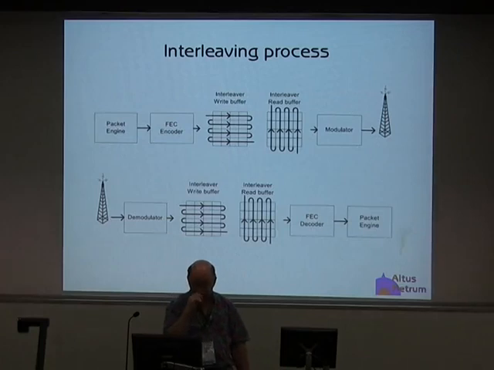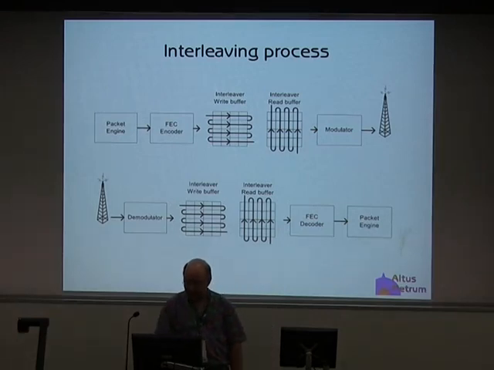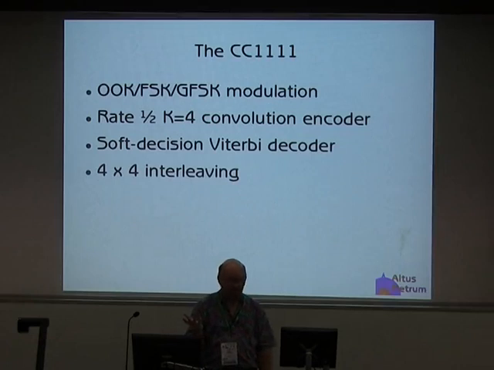This is how the interleaver works. You put bits in one direction and you just pull them out in the other direction. And again, these are after the encoder because you need that pair of bits to be aligned together. You don't want to be interleaving individual bits because you want to smash both bits together or get both bits correct. Here's what we're doing in the CC1111.